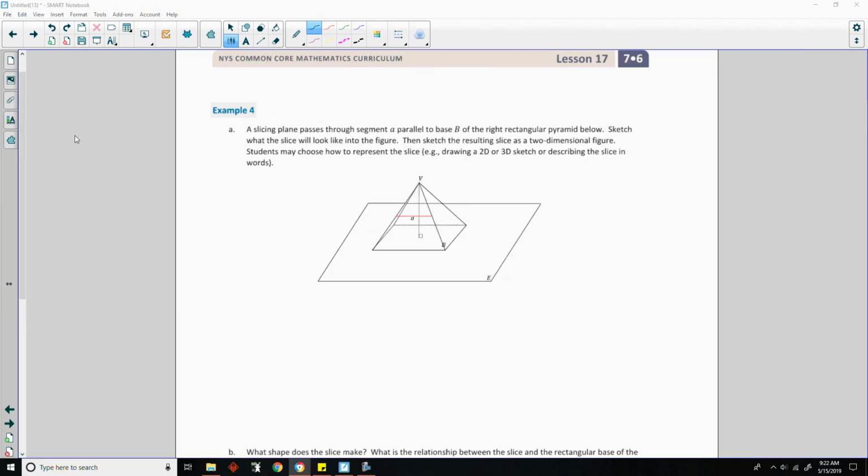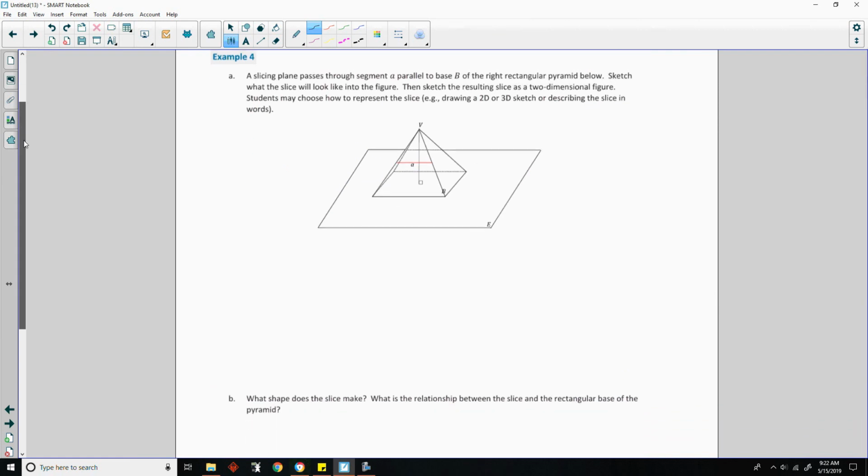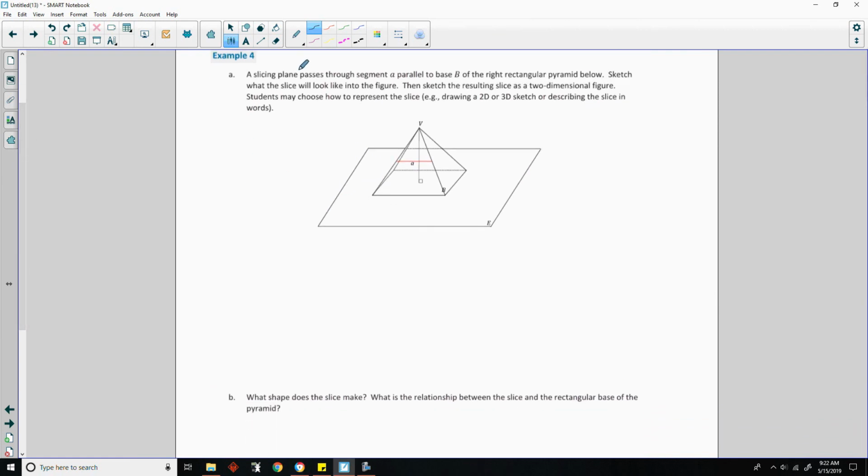Okay, page 4. Example 4. A slicing plane passes through segment A. Here's segment A. Parallel to the base B of the right rectangular pyramid below. Sketch what the slice will look like into the figure. Then sketch the resulting slice as a 2-dimensional figure. Okay, students may choose how to represent the slice. Example, drawing a 2D or 3D sketch or describing the slice in words.